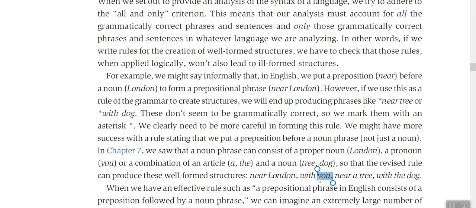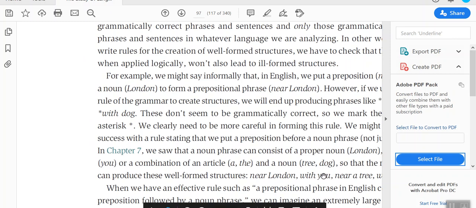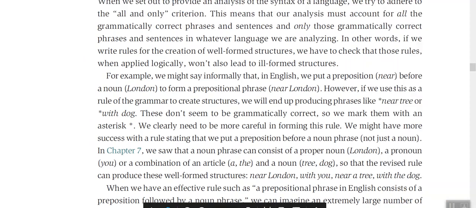Grammatically correct with all. So here we say near London, this is a noun, but "you" here is what? "You" is a pronoun. "Tree" is what? Noun phrase. Article plus what? Plus noun. With the dog, what? Article plus dog, which is a noun.